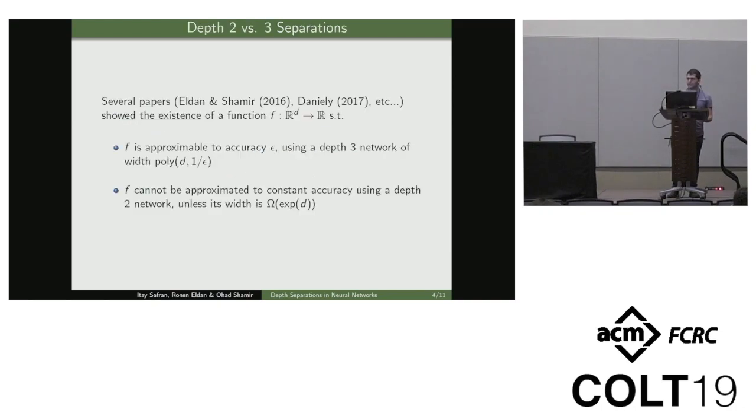Recently, several papers showed a result that is now called depth 2 versus depth 3 separations. It says that there are functions that can be approximated efficiently using a network of width polynomial in both the input dimension d and the accuracy parameter epsilon, to accuracy epsilon. However, if we want to approximate those functions using only a depth 2 network, then we will need width that is at least exponential in the input dimension d.